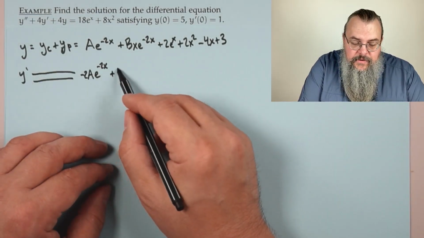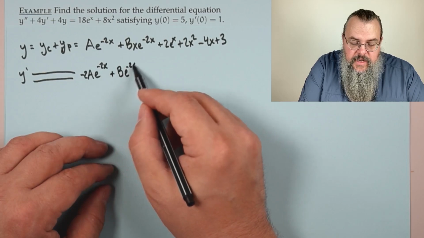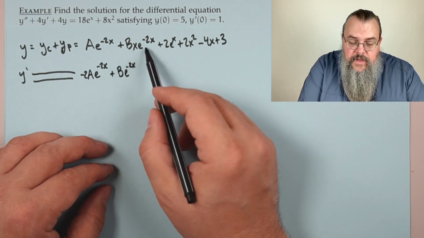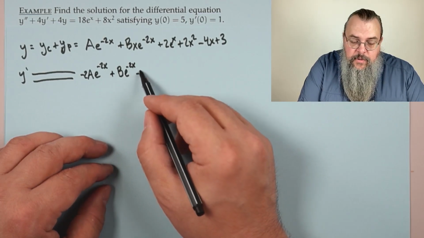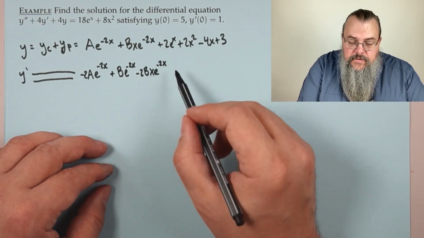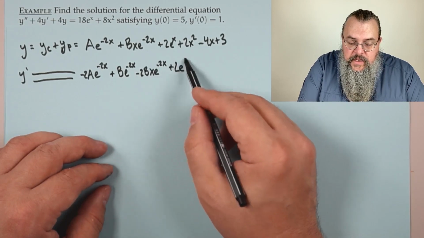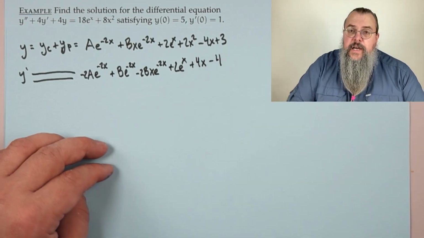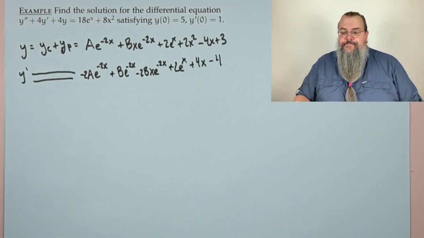So we'll get the derivative of the first is 1 times the second, and then plus the first, x, times the derivative of the second, which will bring a minus 2 down. So that's minus 2b x e to the minus 2x. The derivative of 2e to the x is 2e to the x. And we'll have a 4x, a minus 4, and the derivative of 3 is 0.